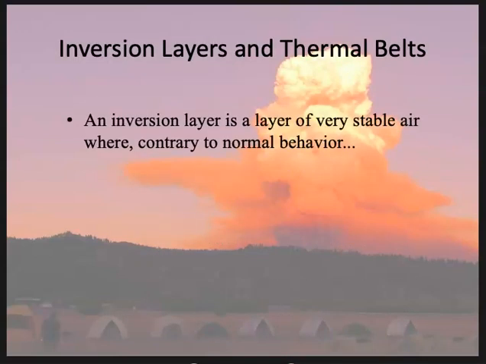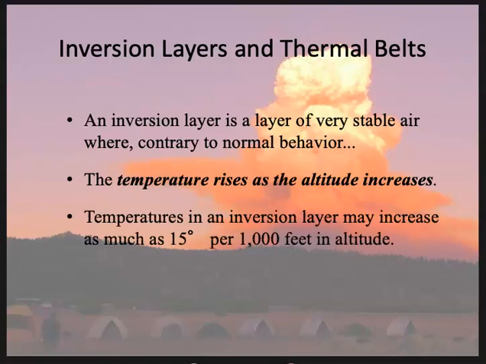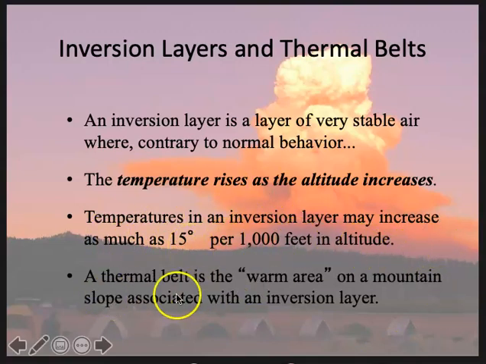So part of this is the inversion layers. So we have inversion layers where very stable air, where contrary to normal behavior, the temperature rises as the altitude increases, but you have stable air over unstable air, or vice versa, unstable air over stable air. So temperatures in an inversion layer may increase as much as 15 degrees per 1,000 feet in altitude.